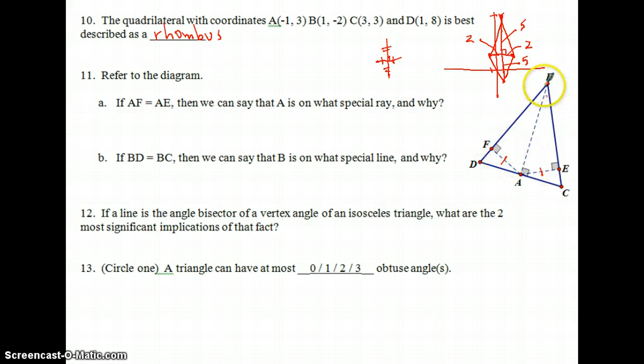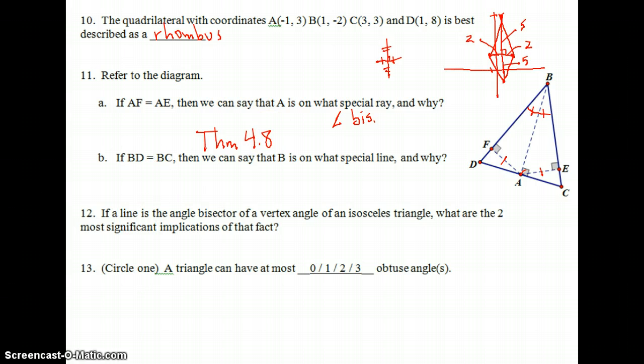We have a point that's equidistant from two rays, or two sort of directions, two lines. That means it has to be on the angle bisector. That means this angle bisector is going through that point. So what special ray? I'll say angle bisector. And it's a theorem about angle bisectors and distance. I think it's the converse. Yes, in fact it is. It is theorem 4.8.